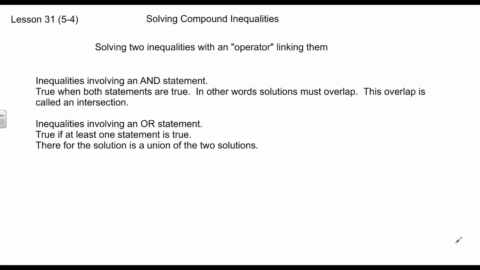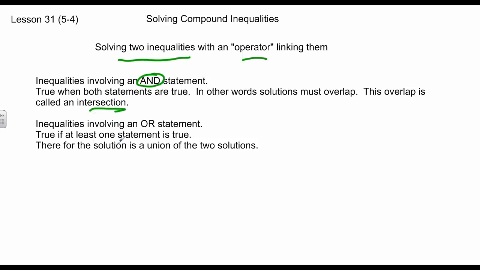Compound inequalities are the next topics of conversation. When we talk about solving compounds, we talk about solving two inequalities with what we call an operator linking the two. Two operators we talk about. One operator is an AND statement, and when the inequality says AND, it means that both statements have to be true. In other words, the solutions must overlap, and we call that overlap an intersection.